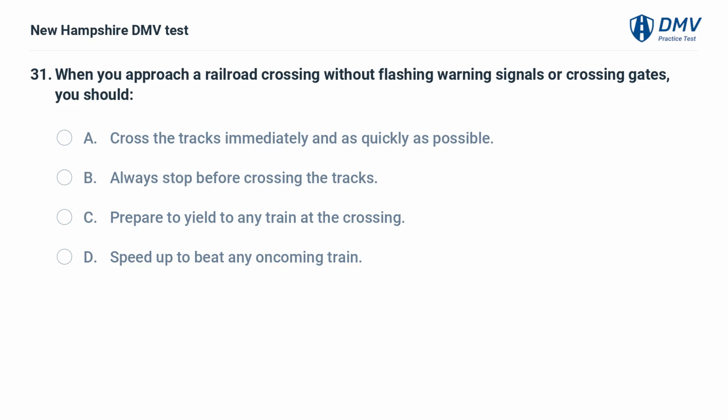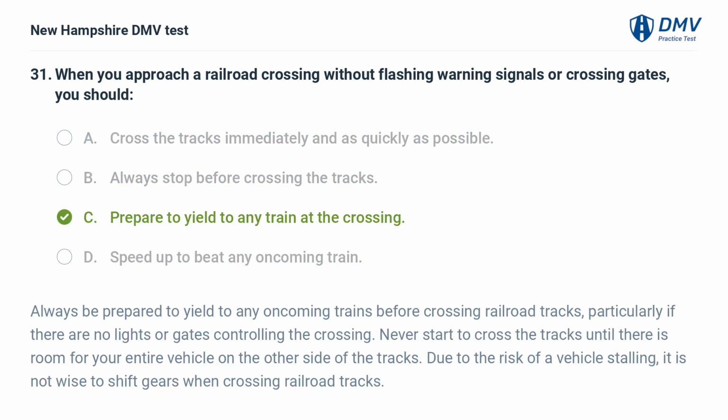When you approach a railroad crossing without flashing warning signals or crossing gates, you should A. Cross the tracks immediately and as quickly as possible. B. Always stop before crossing the tracks. C. Prepare to yield to any train at the crossing. D. Speed up to beat any oncoming train.